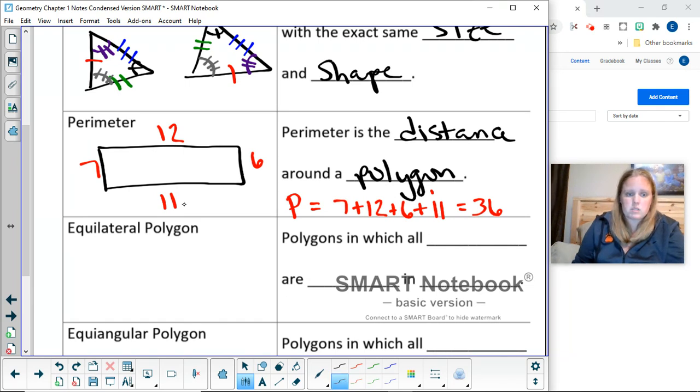Now, sometimes there are other measurements given. Maybe this one was, that's not mathematically totally correct, but let's say that was 13. We would not include that in the perimeter because we're only looking for what's on the outside of the figure.